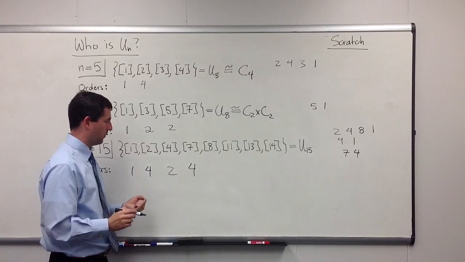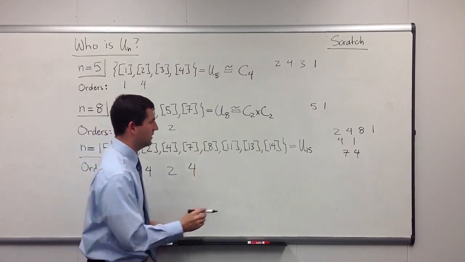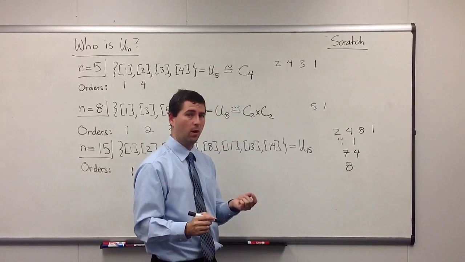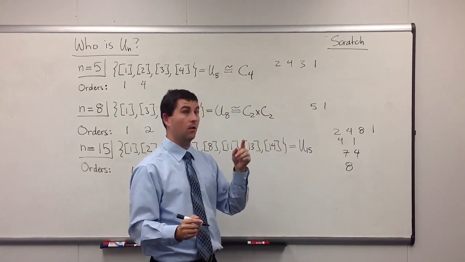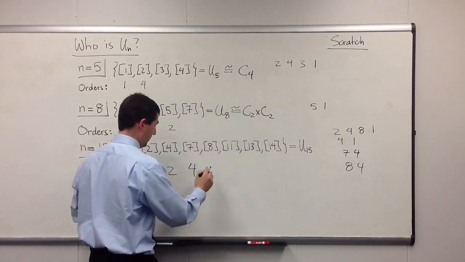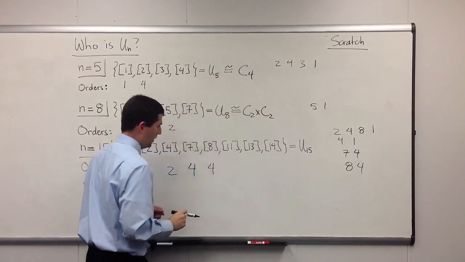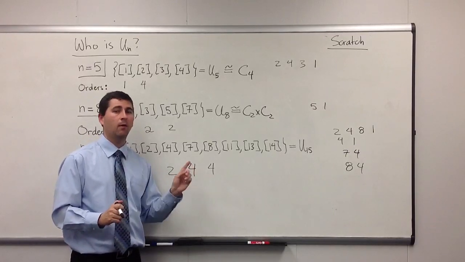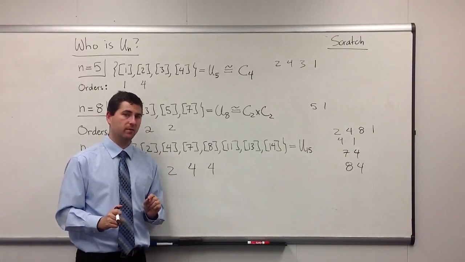Alright, so I have 2 elements of order 4, 1 element of order 2. Let's check 8. 8, okay, you square it, you get 64, which modulo 15 is also 4. So 8 is going to have order 4 as well. Now, we could keep going, but actually right now we can identify what the group is.